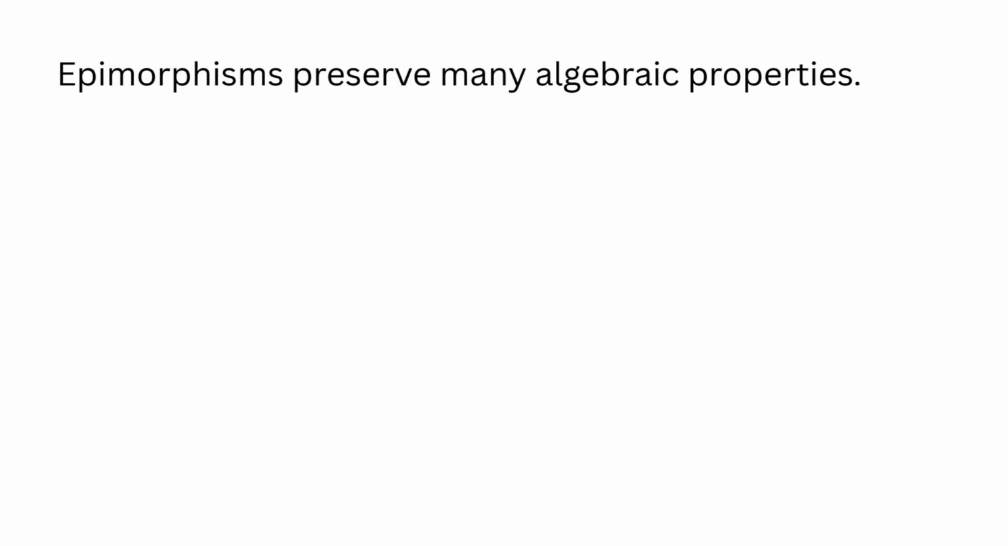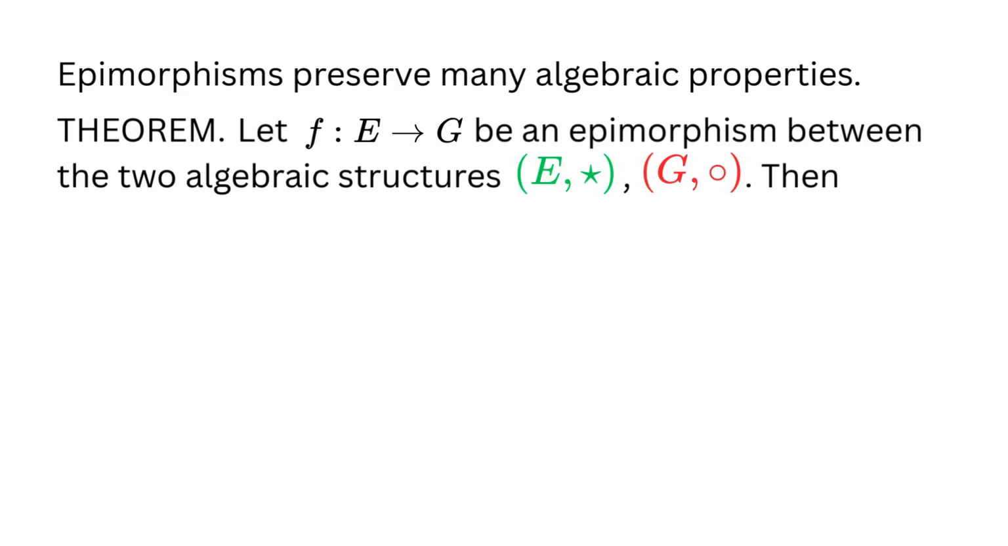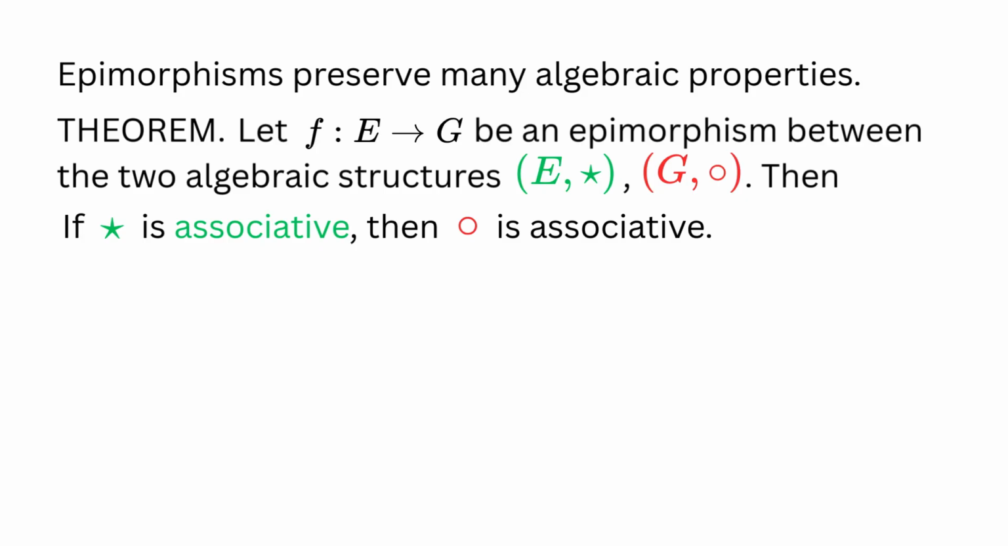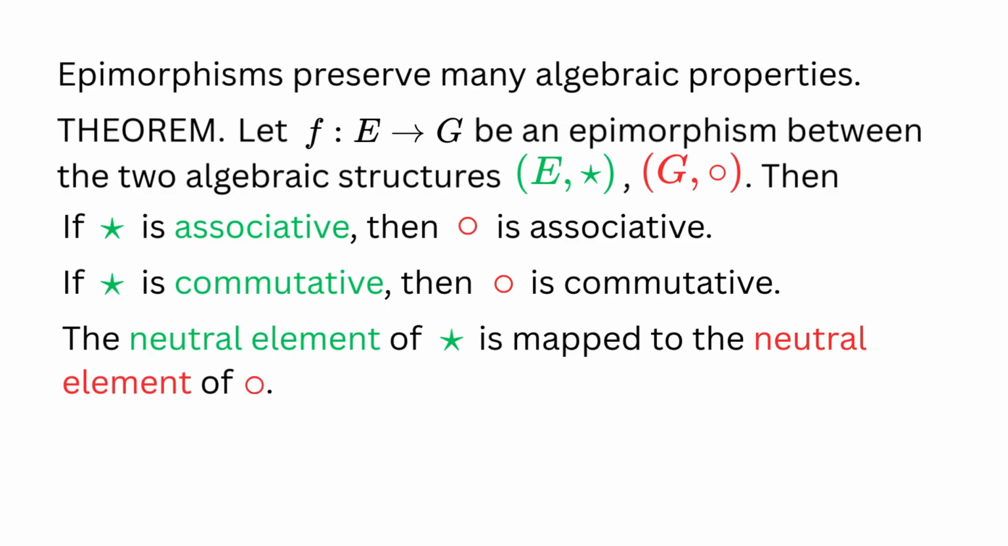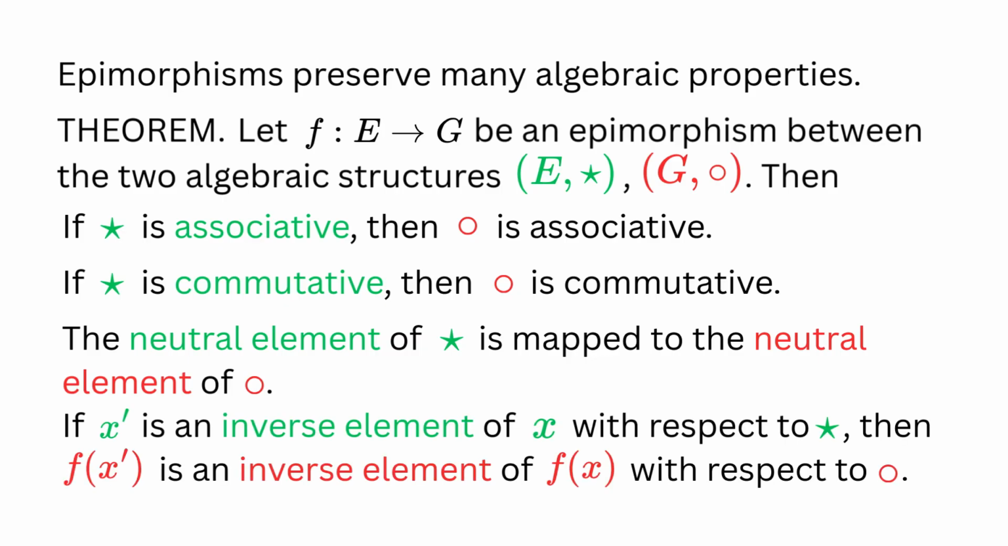Epimorphisms preserve many algebraic properties. Let f be an epimorphism from (E, star) onto (G, circle). If the star operation is associative, then the circle operation is also associative. If the star operation is commutative, then the circle operation is also commutative. The neutral element of the star operation is mapped to the neutral element of the circle operation. If x' is an inverse of x for the star operation, then its image is an inverse element of the image of x for the circle operation.